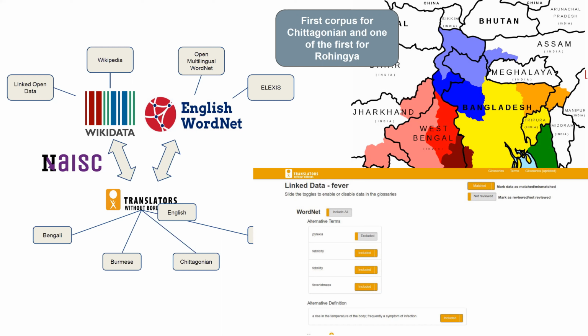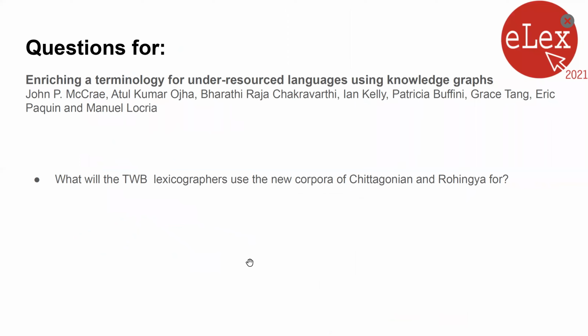Yeah, thank you. If there are any questions for John, please put them in the chat. I already have one prepared. So I was very intrigued by the new corpora you created for these very lowly resourced languages, Chittagonian and Rohingya. But I wasn't sure what the lexicographers at Translators Without Borders would use those new corpora for. Could you elaborate on that a bit?